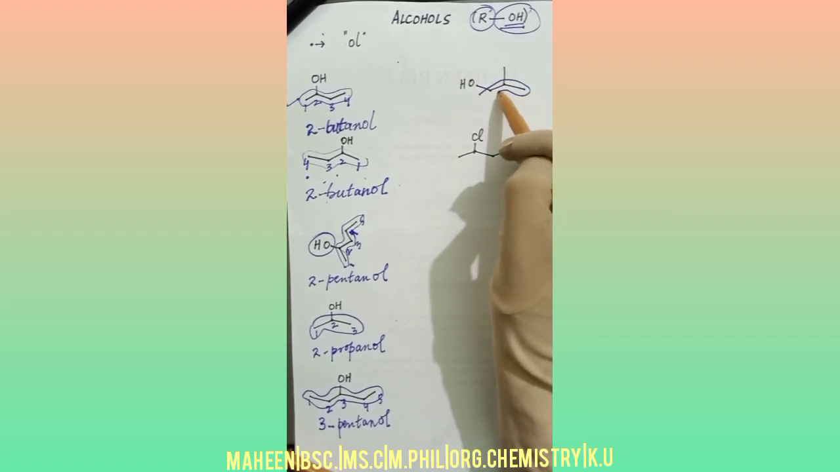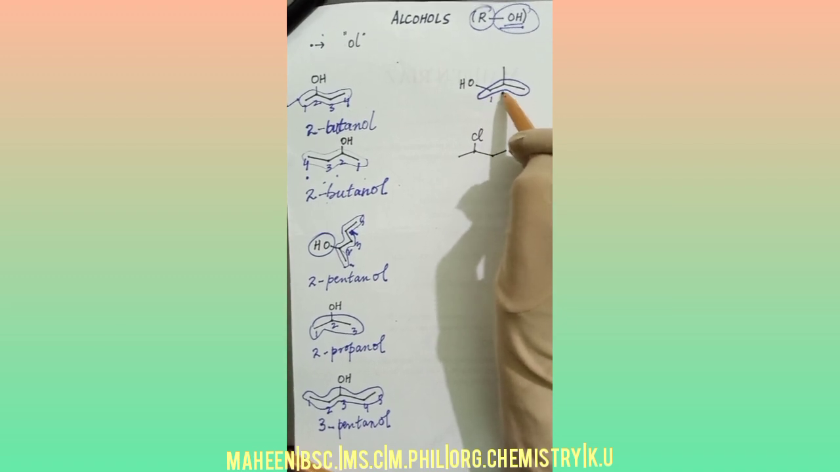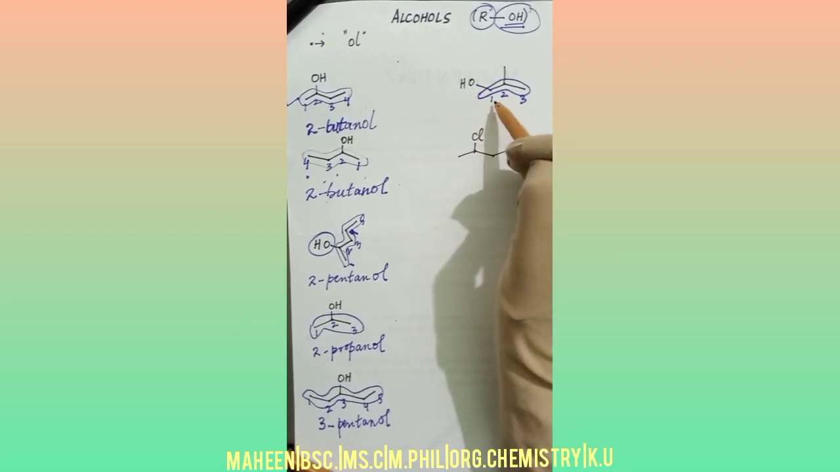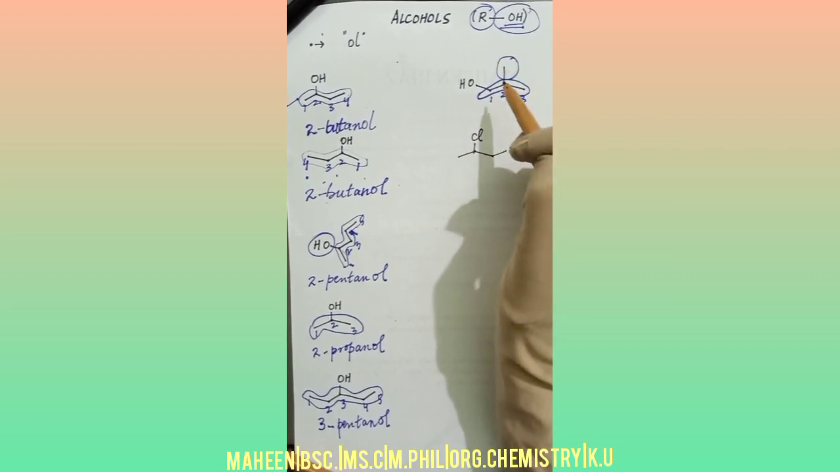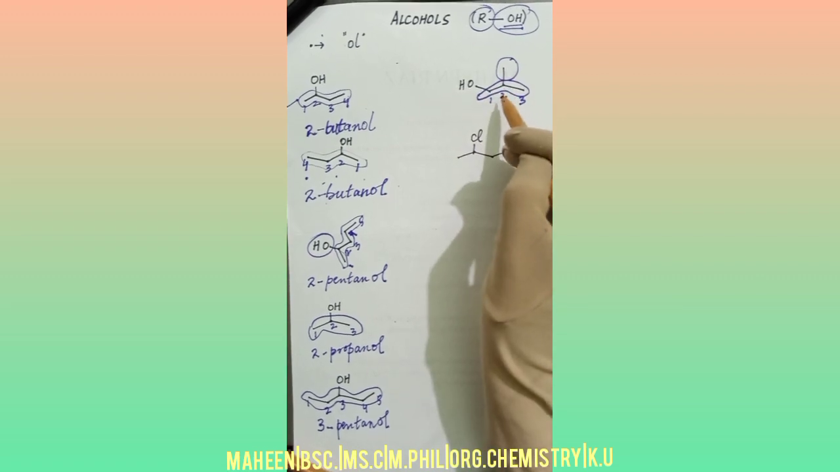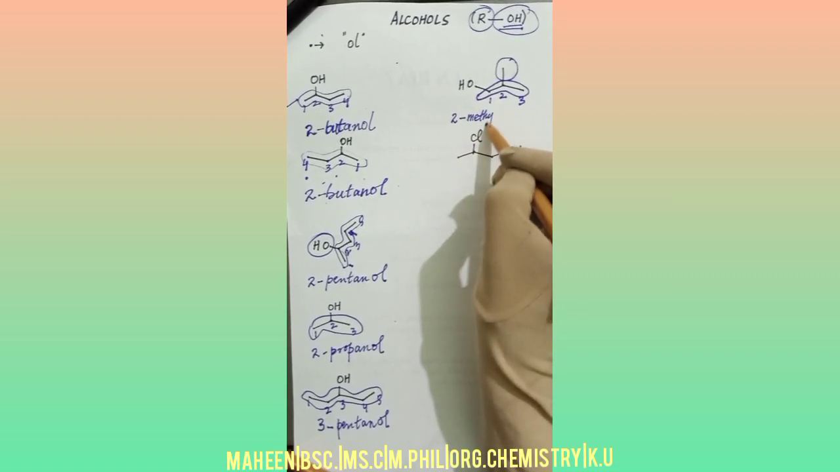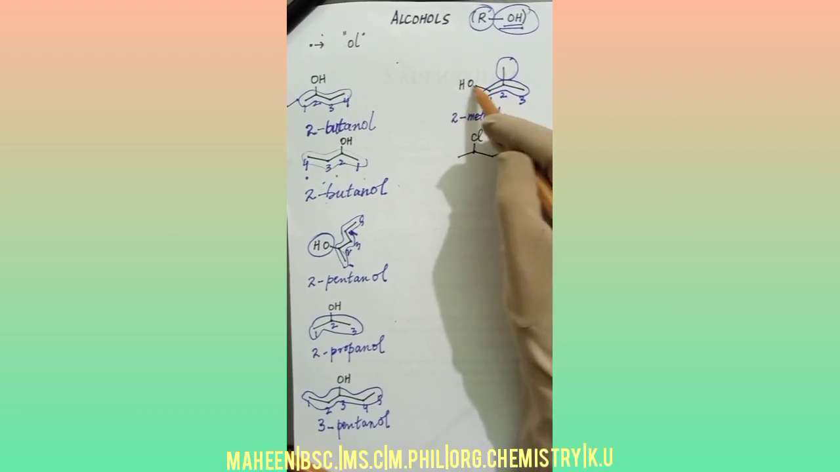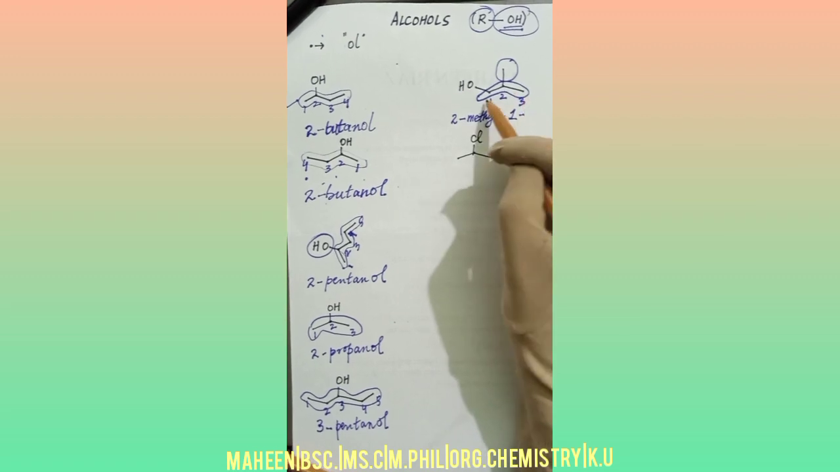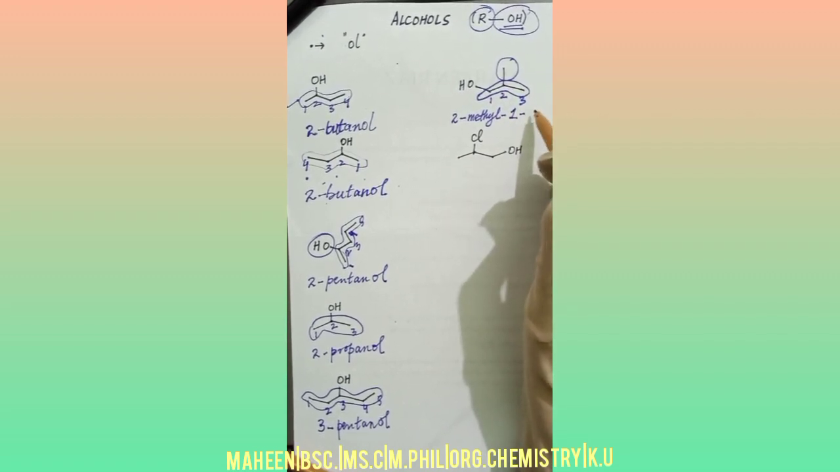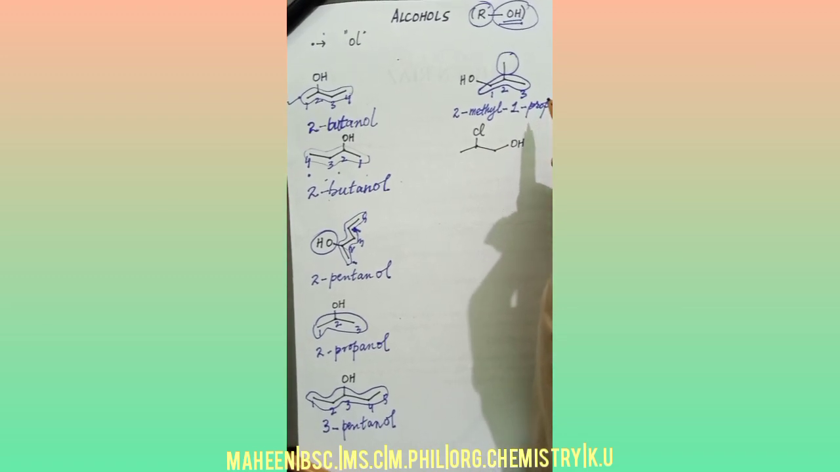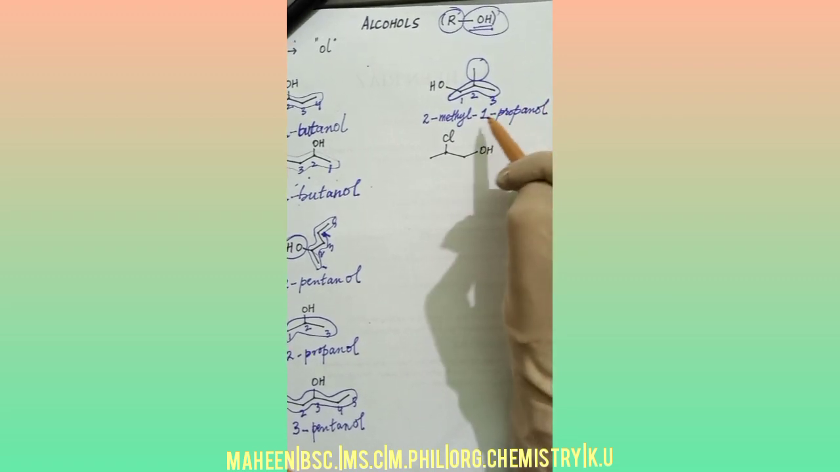So I am using this as my longest chain, and I am going to number from here: 1, 2, 3. Now there are two things. Ol is present at the first position, and there is a branch too, so I have to name the branch first, which is a methyl. Methyl is present at the second position, so I will write 2-methyl, dash. Ol is present at the first position, so I will write 1. How many total carbons? 3, so I will write propane, and obviously "ol" at the end, so it's 2-methyl-1-propanol.